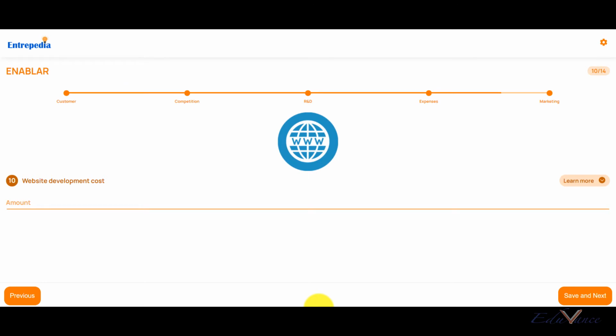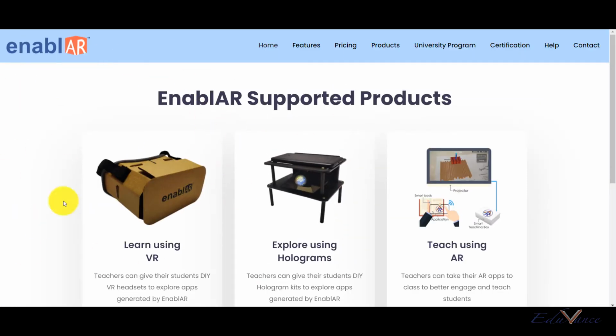Now in this session, we will look at the practical aspects of Entrepreneurship in terms of the website development cost and the maintenance cost. Now in the previous session, I had explained the theory behind the importance of having a website and what we mean by a website maintenance cost. So now based on our research, to build this website will cost us approximately 1 lakh rupees.